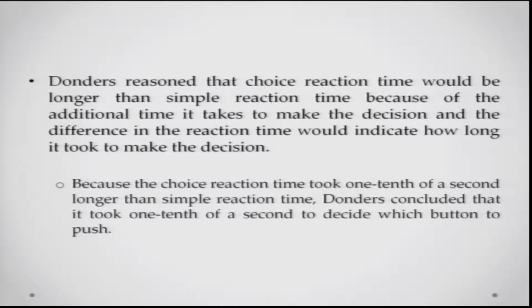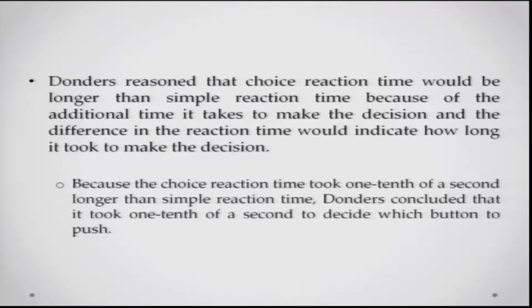Donders reasoned that the choice reaction time task would take longer than the simple reaction time task because of the additional time it takes to make the decision. You have to see where the light came and then you have to decide which of the buttons you are going to press. That is why he basically thought that the choice reaction time task will take more time than the simple reaction time task.